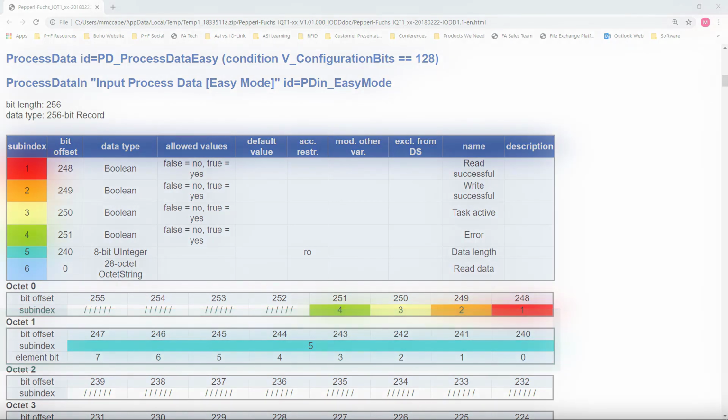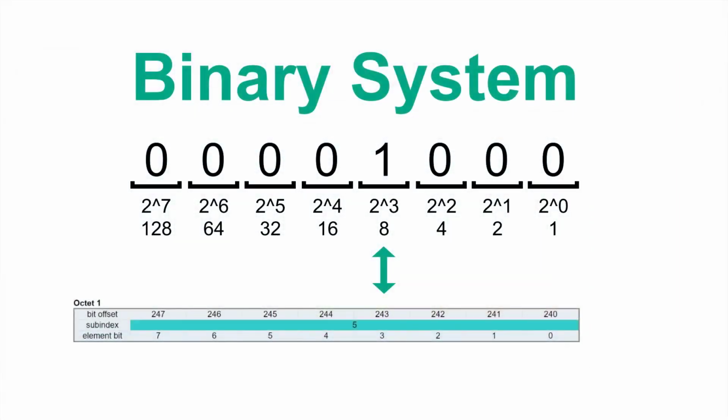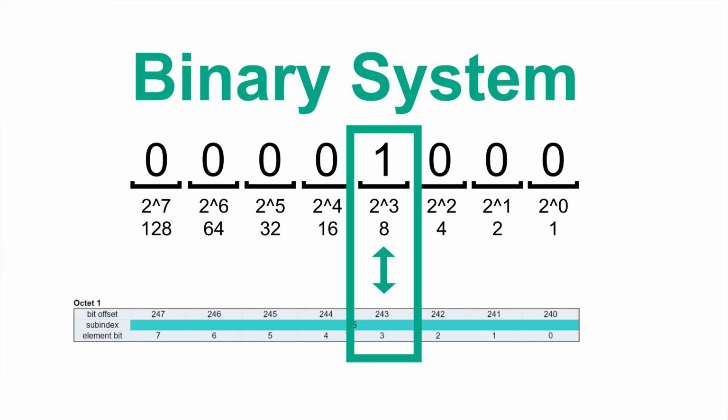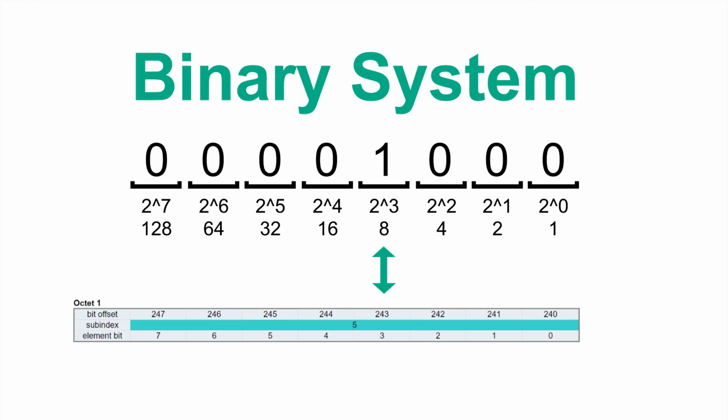Looking back at the process data, we see that the second byte, or octet 1, is shown as 08. So that means the RFID head will read 8 bytes of information from the tag. Here, you can see what 08 in hex equals in binary. You'll notice that the 1 is in the 8 spot of the binary system. By default, the data length in easy mode is set up for 8 bytes.